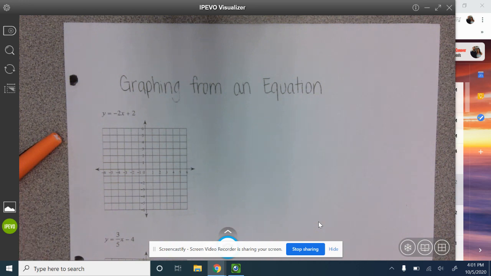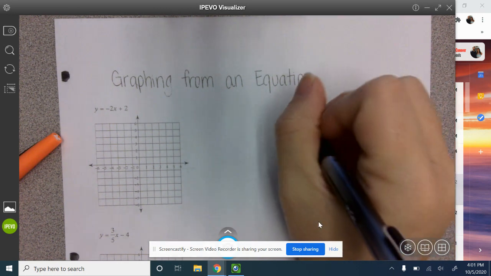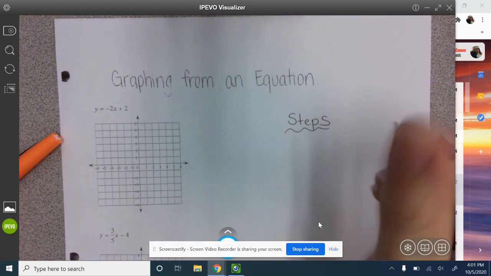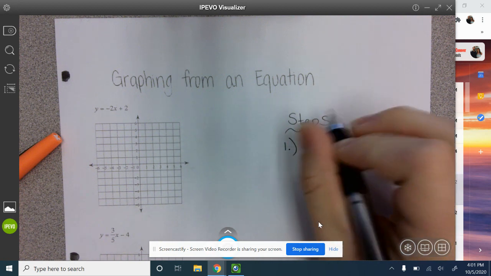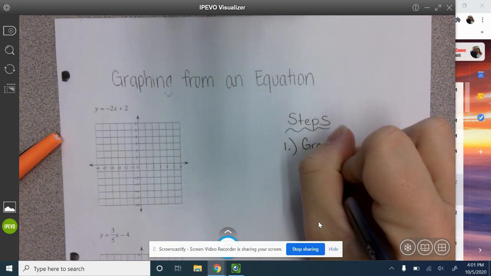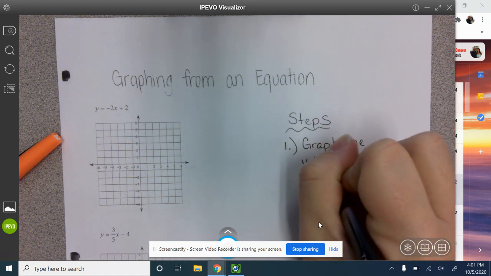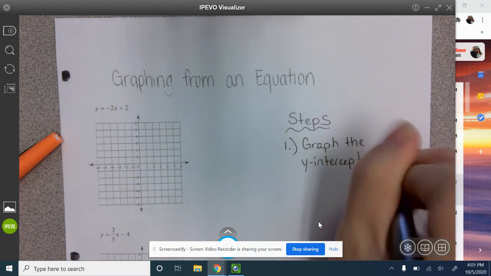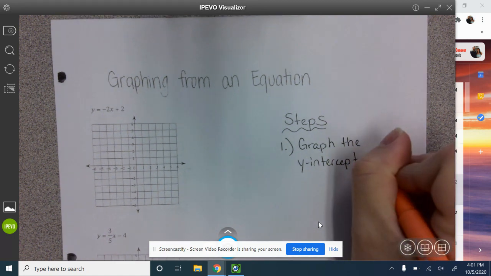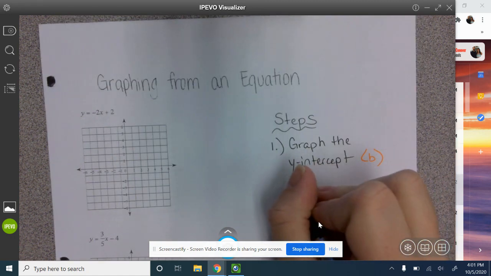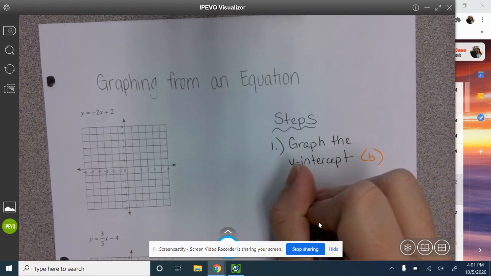Today we're going to look at graphing from an equation. Before I go through the graphs with you, I want you to write down a couple steps on how we're going to solve these. The first thing we're going to do is graph the y-intercept. And remember, your y-intercept is your b value. What that really means is put a point at b.